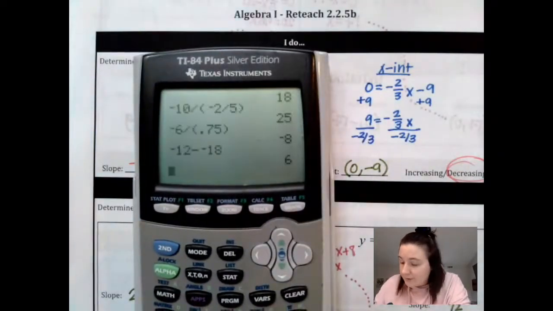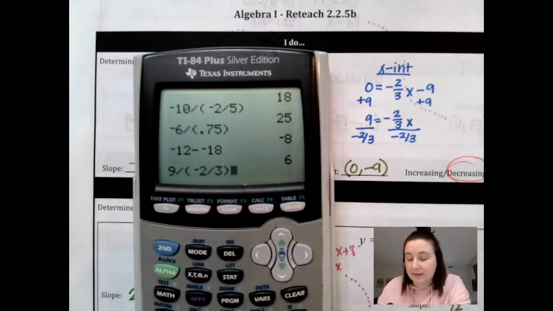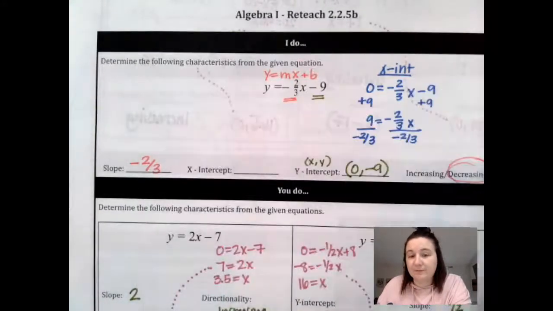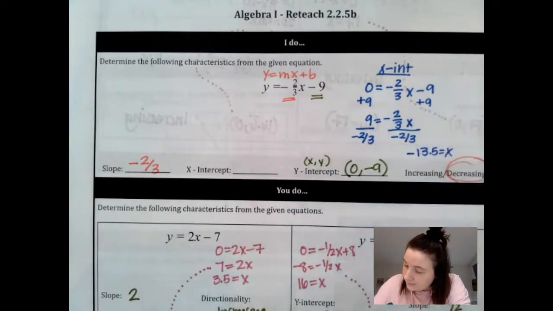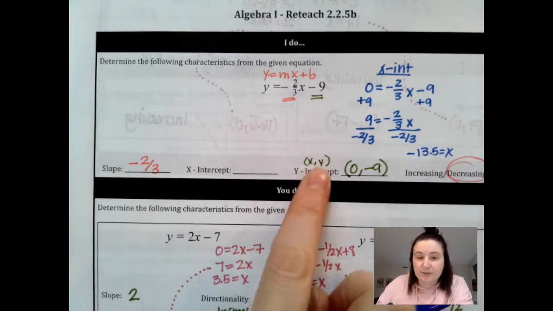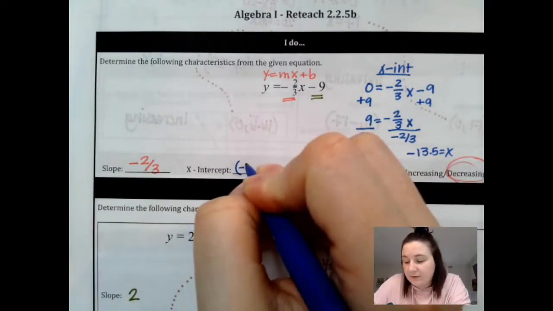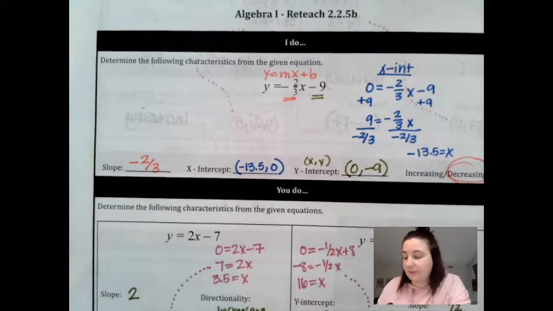To do that in your calculator, you just put the fraction in parentheses. So negative 2/3 goes in parentheses there, and I get negative 13.5. And again, I need to write it as a point, just like this one, except this time x is negative 13.5. So my x-intercept is negative 13.5 comma 0.